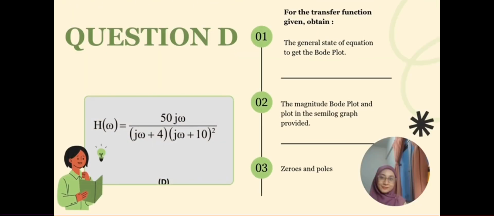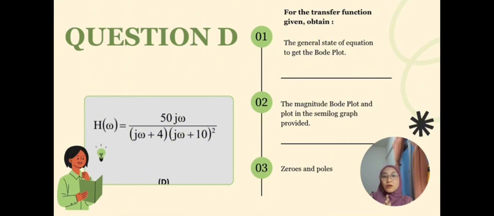Okay, let's solve equation D. The equation D given is H of omega equal to 15 j omega over j omega plus 4 multiplied by j omega plus 10 to the power of 2.